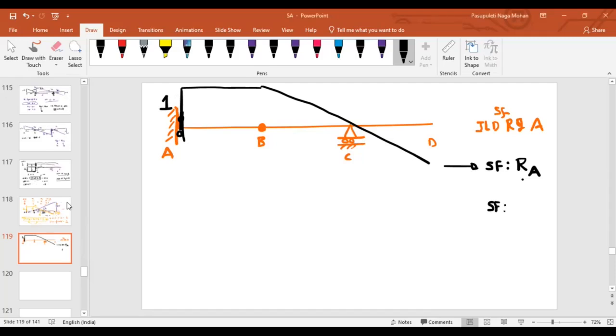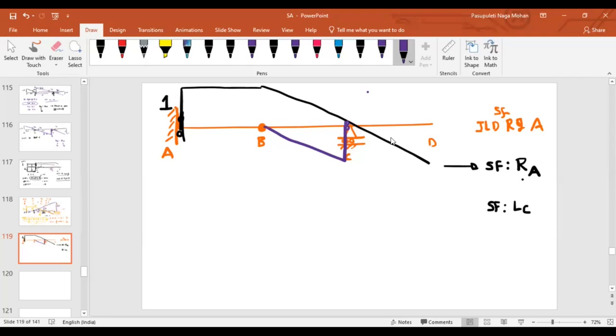ILD for shear force to the left of C. Now, if I apply ILD for the left of C, then how is it going to look? To the left of C, I will again apply a vertical shear hinge. The left side part, I will move in the downward direction. As it is a hinge, this simply comes like this.